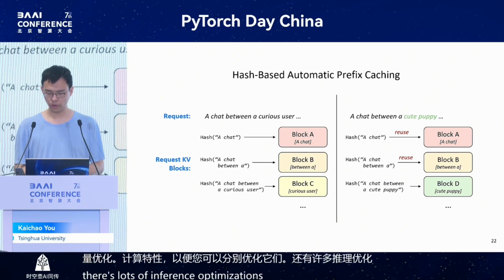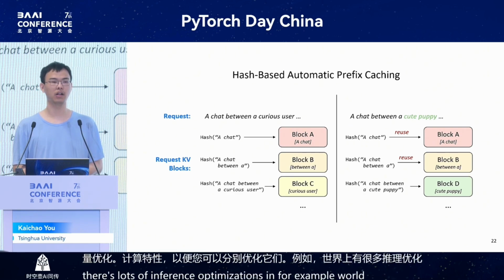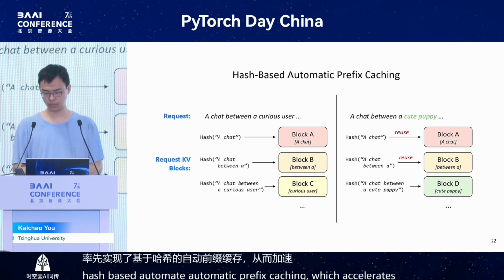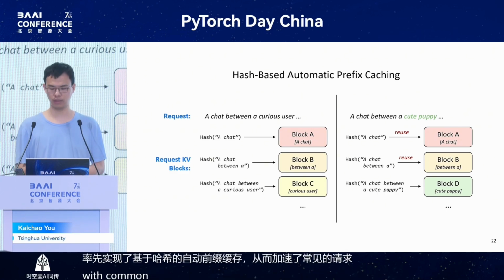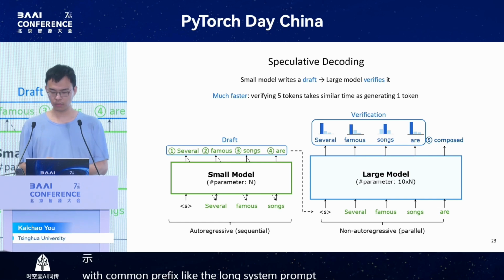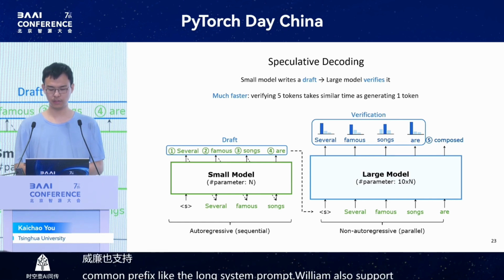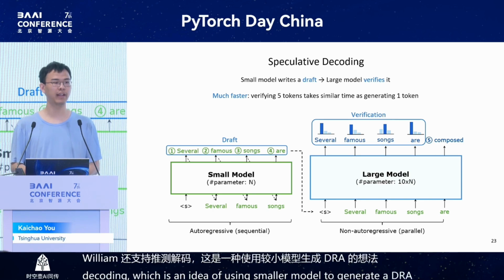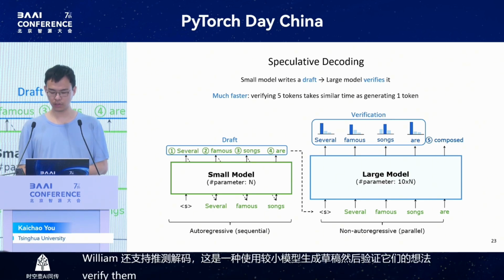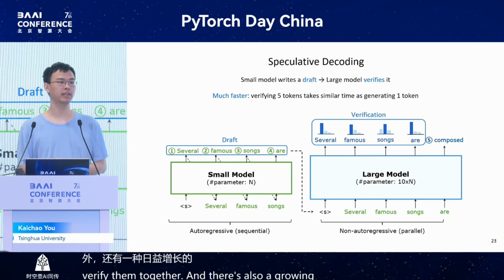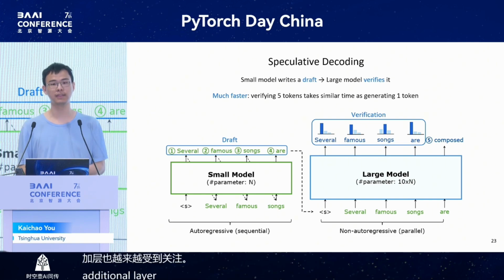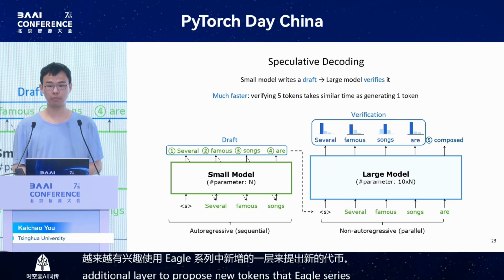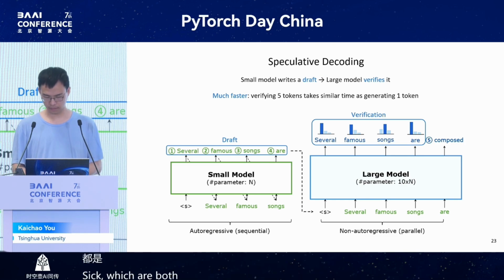For example, vLLM pioneered hash-based automatic prefix caching, which accelerates requests with a common prefix, like long system prompts. vLLM also supports speculative decoding, which is an idea of using a smaller model to generate a draft and then verify the tokens together. There is also a growing interest in using one additional layer to propose new tokens, like the Eagle series or MTP from DeepSeek, which are both supported in vLLM.